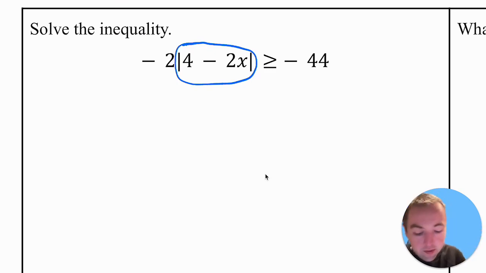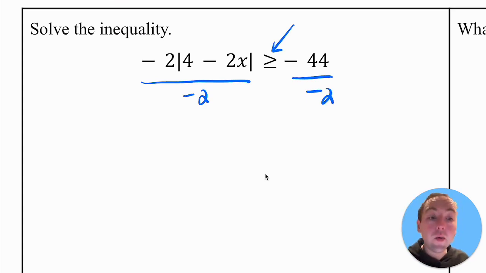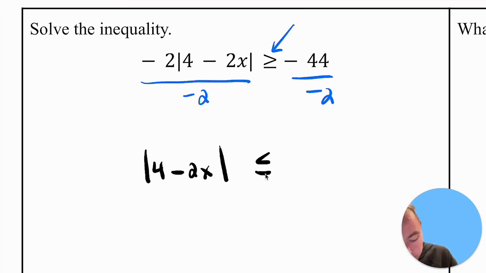So we want to get rid of that negative 2 that's multiplying, so let's divide both sides by negative 2. Now, because we're dealing with an inequality, we know that when we multiply or divide both sides by a negative number, the inequality symbol flips direction. So it becomes a less than or equal to. The absolute value of 4 minus 2x will be less than or equal to, and negative divided by negative is a positive, which gives you 22, okay?